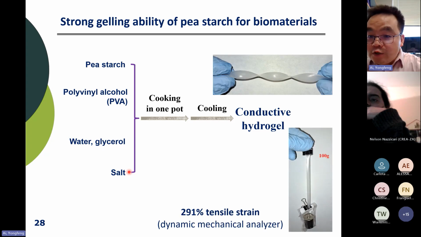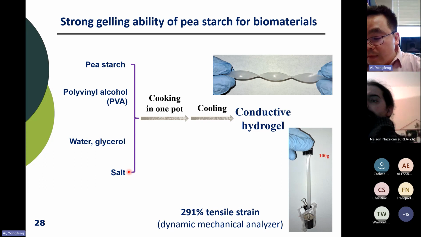So you can see this gel has very good flexibility and ductility. We even tried putting a weight on it to stretch the hydrogel, and you can see it has very good flexibility. And another thing I want to share with you: the thickness of the gel is only 1.5 millimeters, so it's not a very thick gel. When we used a dynamic mechanical analyzer, this gel gave us almost 300% tensile strength.